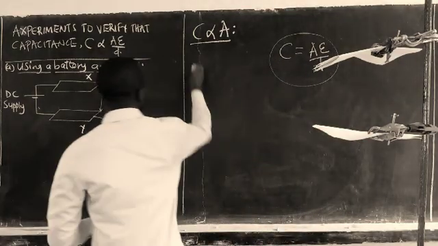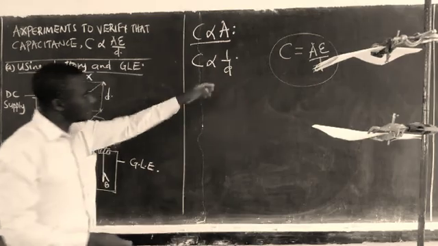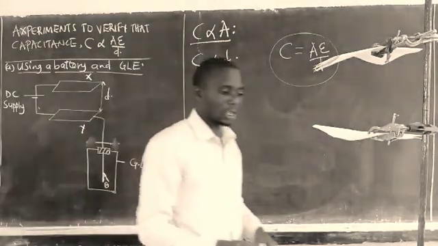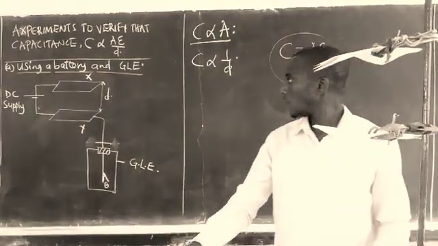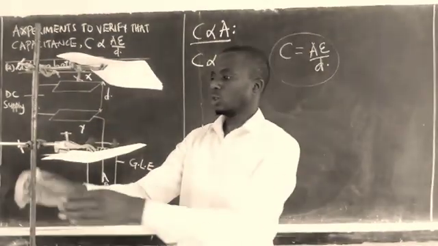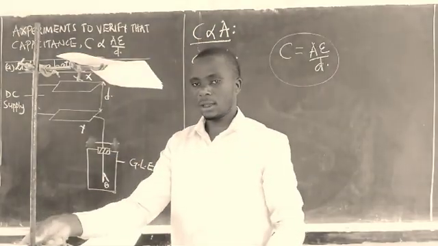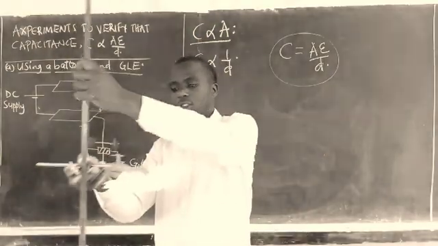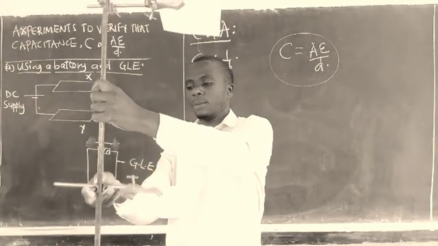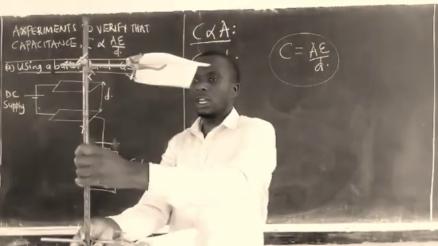So now we want to show that capacitance is inversely proportional to D, that when you increase D, capacitance reduces. Therefore, we shall keep the area constant and keep the capacitor plates in air. So what do we do? You increase D. Yes, I have increased the distance by moving this capacitor plate far away. What happens when you increase D?